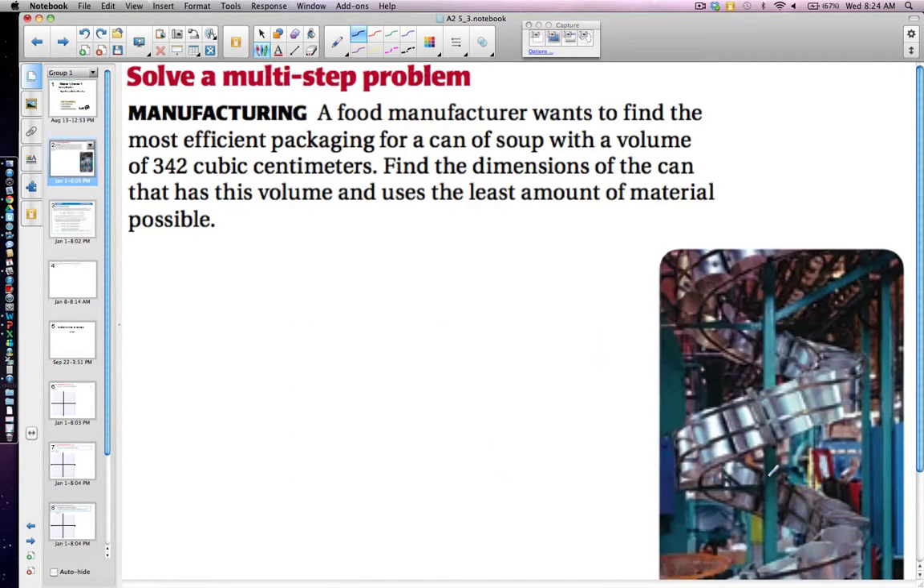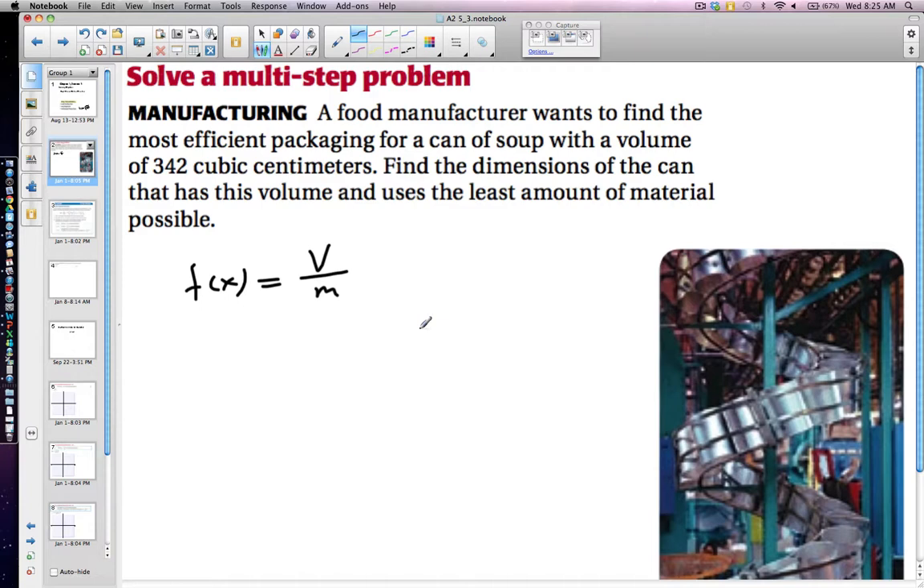Okay, so let's go ahead and look at what type of problem I might use this type of function for. And here's an example of a food manufacturer who wants to be most efficient in packaging soup. So what he wants to do is maximize volume while minimizing the material. So if you end up having volume over material, if we think of this very simply, the greater the value, the more efficient the use of the material is, because I'm getting volume per use of material.